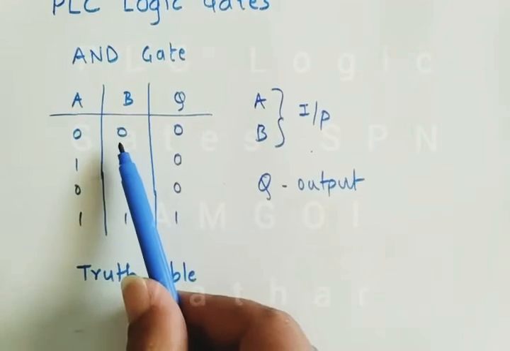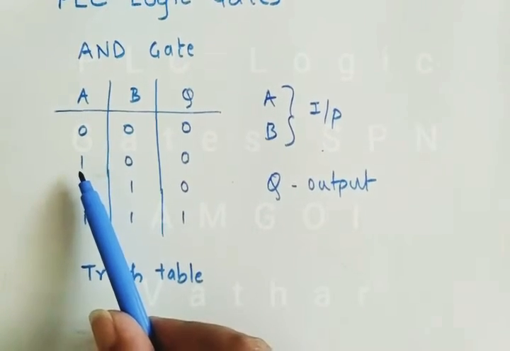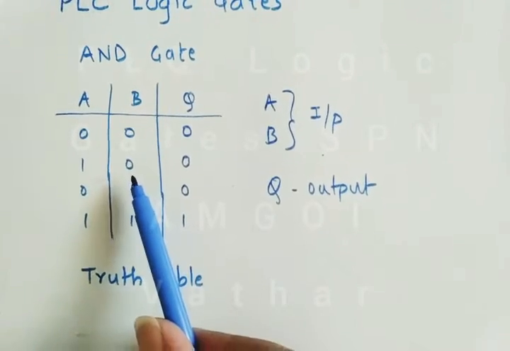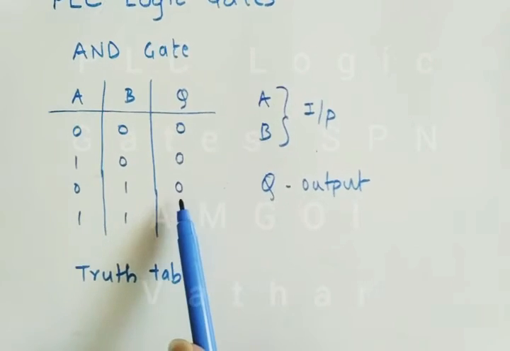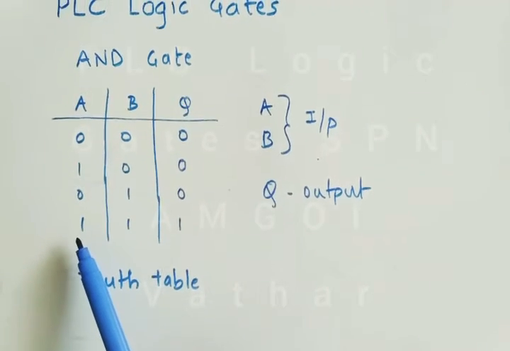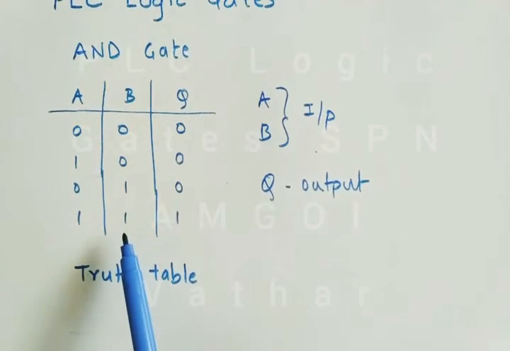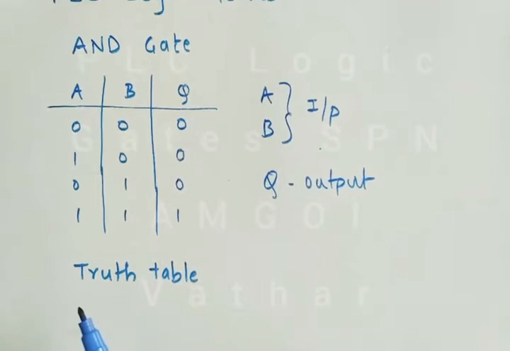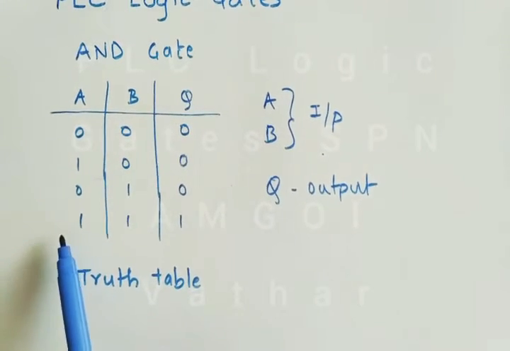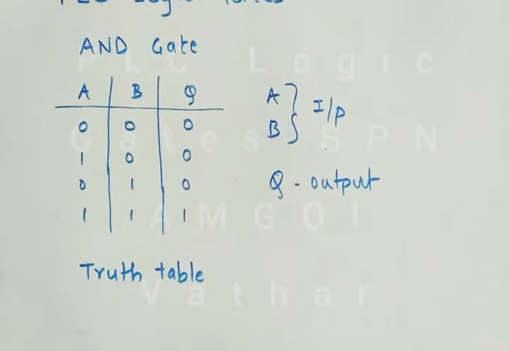When A and B both are 0, the output Q is 0. When A is 1, A is on, B is off, output is 0. When A is off, B is on, the output is 0. When A and B both are on, 1 indicates on. The output Q is available. AND gate gives output when both the inputs are on.